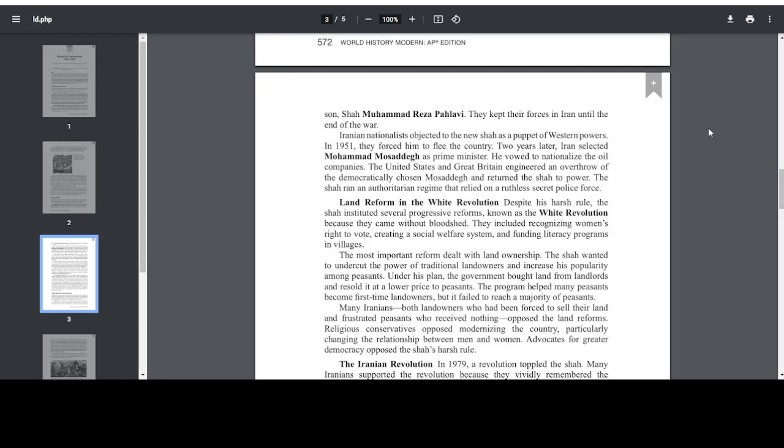Two years later, Iran selected Mohammad Mossadegh as prime minister. He vowed to nationalize the oil companies. The United States and Great Britain engineered an overthrow of the democratically chosen Mossadegh and returned the Shah to power. The Shah ran an authoritarian regime that relied on a ruthless secret police force.